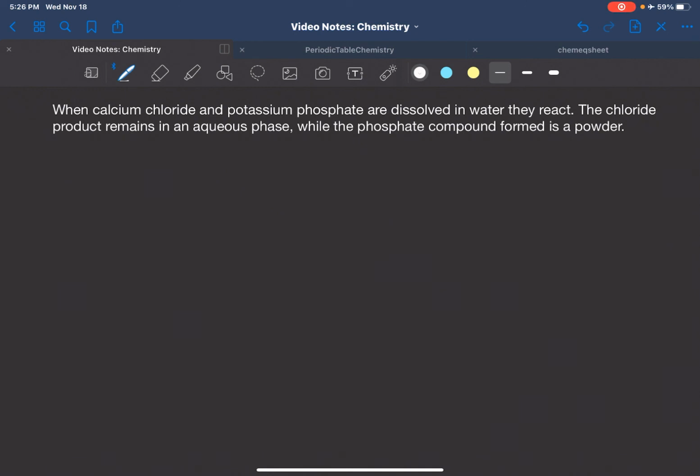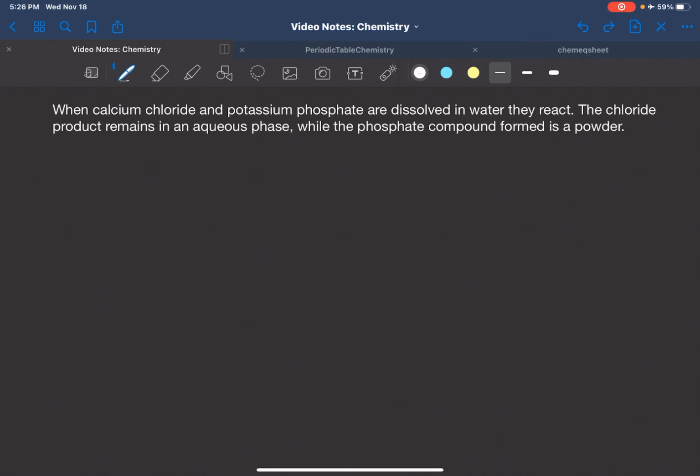First and foremost, no matter what, you're always going to have to be able to name or write the compound formulas. For the names, you see calcium chloride is here, potassium phosphate is here. You've got something that says the chloride product, so you have to figure out what that is, and the phosphate compound formed. Reading this, we see that there are four compounds we're going to have to put together. So let's start from the reactants and move forward.